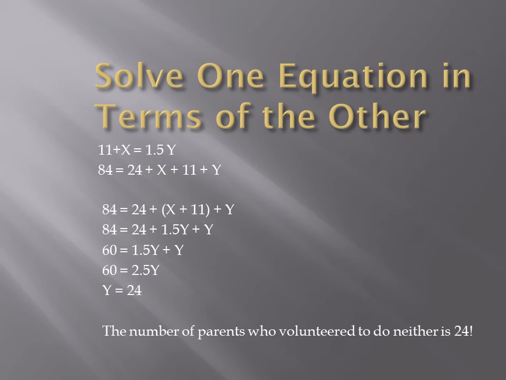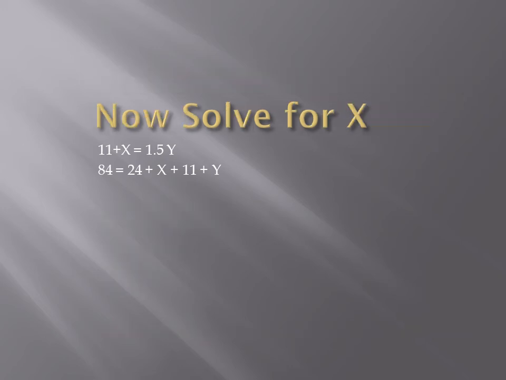And then we just use our algebra knowledge. We get 60 equals 1.5 Y plus Y, 60 equals 2.5 Y, and Y equals 24. Now, don't make the mistake here of looking at 24 as your answer. We've solved for Y. And Y, if you remember from our visual representation, was the number of parents who volunteered to neither bring refreshments nor supervise children. So that number was 24. So we're not done yet. We haven't solved for the information that we're looking for.